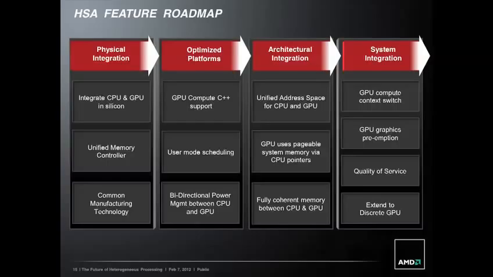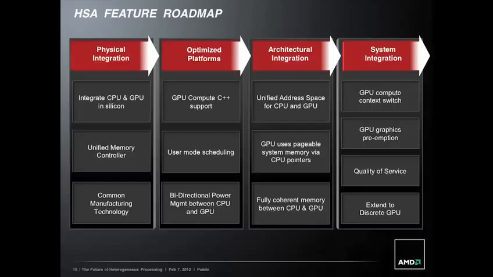User mode scheduling: currently if you want to take work and push it to the GPU, you need the user mode driver, like OpenCL, to call the kernel mode driver, and then it dispatches the work. This creates some latency. So we have a new design that tells the user mode, here is the queue or the ring of the GPU, you can just push work there and it will work. You don't need to pass through the kernel mode driver. Power management between the CPU and the GPU, that's obvious.